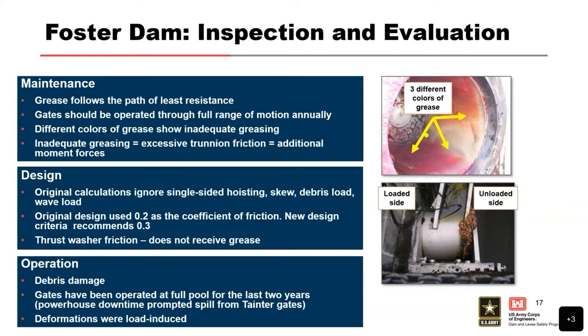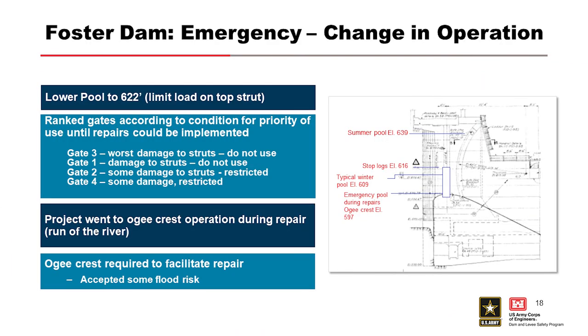So for operation, there was some debris damage, and the gates during this time period were operated at full pool for the previous 2 years before this buckling was noted. And that was due to the powerhouse downtime that prompted the spill. And it was determined that these deformations and buckling were load induced. So after finding this, with much concern as it should be, they went into kind of emergency repair mode, and they lowered the pool to 622, which would reduce the load on those top strut arms, which were the ones that were noticed to have the buckling going on. And then they ranked the gates from worst to not worst and started fixing them in that order. And during construction, the project went to lower the water to the OG crest during the repairs.